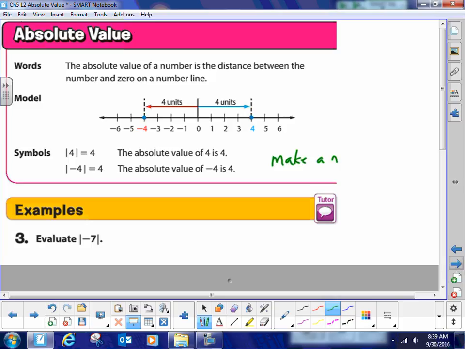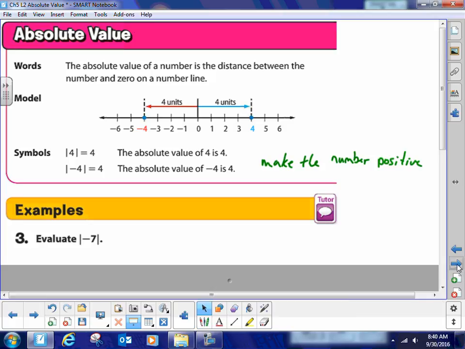Now, the way I remember it to make it easy is that it just makes a number positive. Makes the number positive, okay? That's the way you keep it in your head. The absolute value is just the distance between the number and 0 on the number line. So it just makes the number positive.